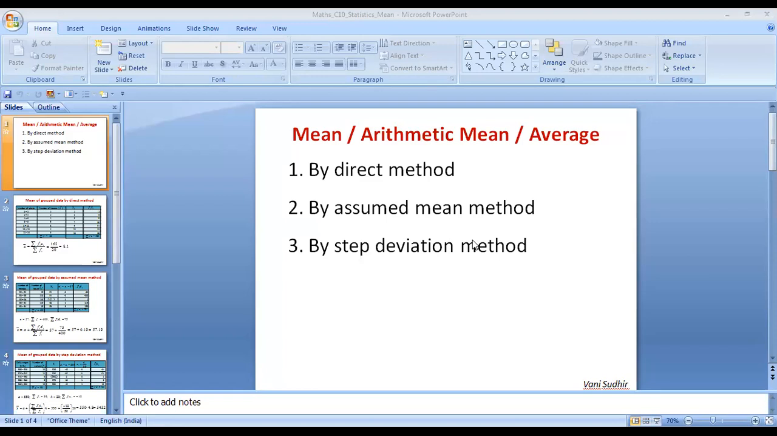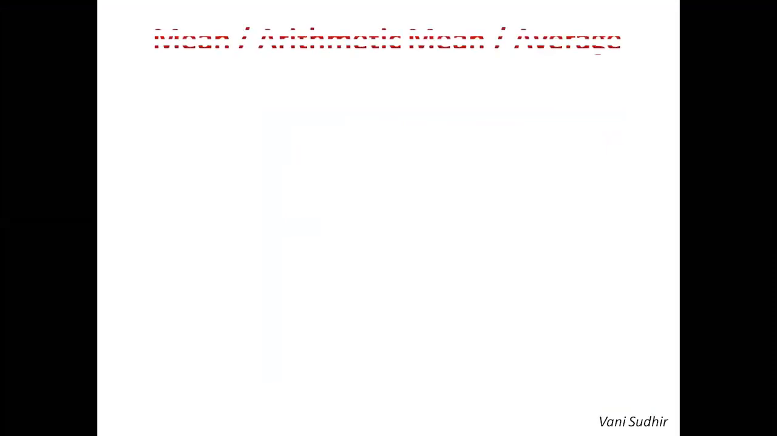Mean is the most frequently used measure of central tendency because it takes into account all the observations and lies between the extremes. Also, it enables us to compare two or more distributions.